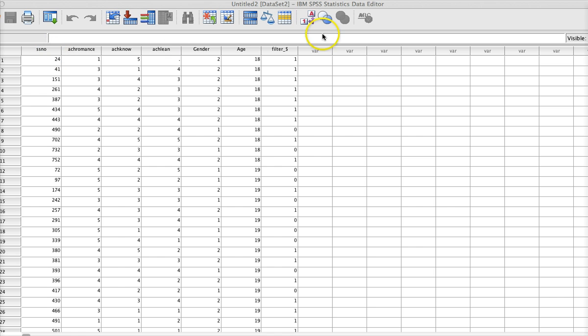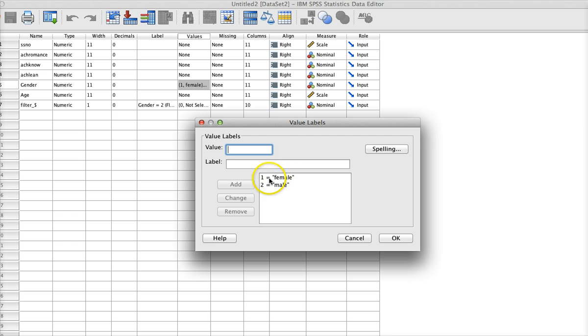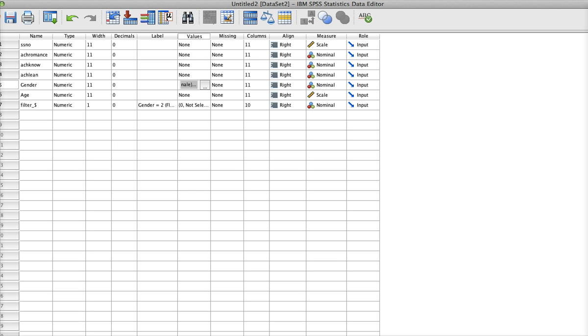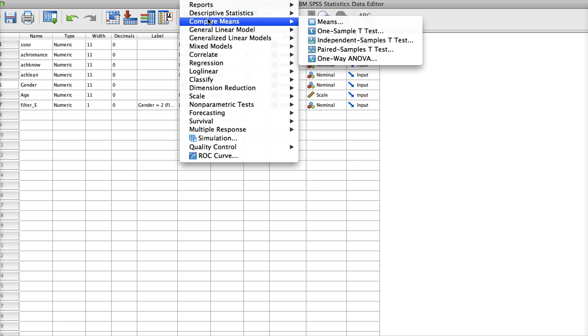I have subject number. But let's take a look at the variable view to figure out what the gender labels mean. I do like to put value labels in here. And I've coded this such that 1 equals female and 2 equals male, so that I can remember that. Okay, now to conduct an independent groups t-test, I go up to Analyze, Compare Means, and I see here that I have independent samples t-test.